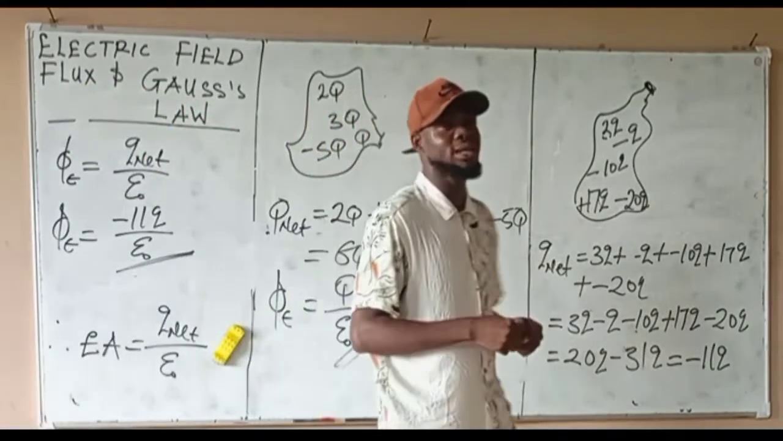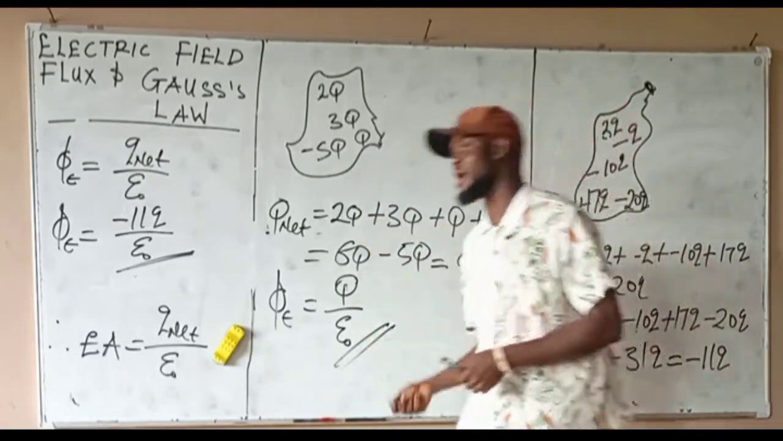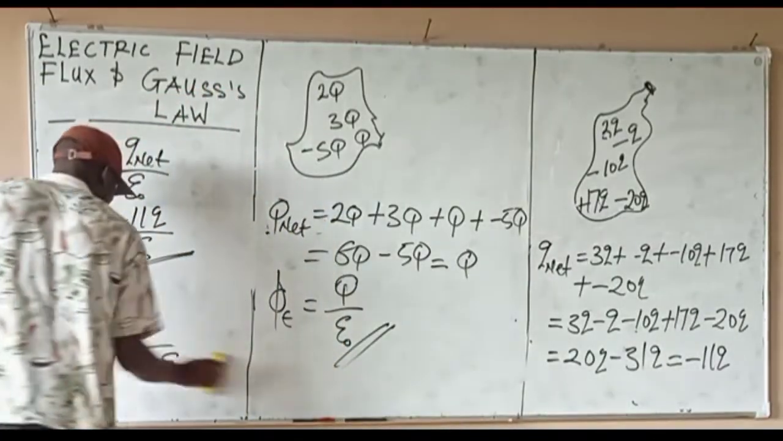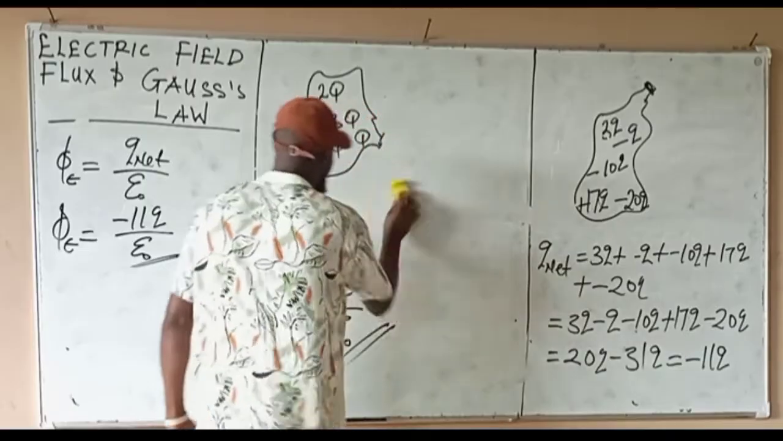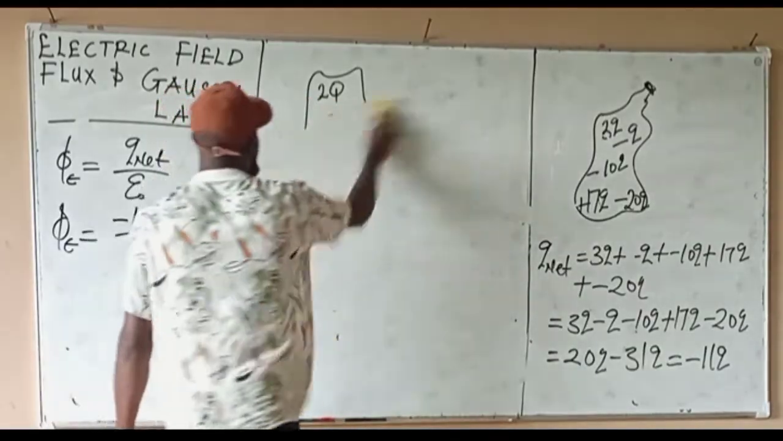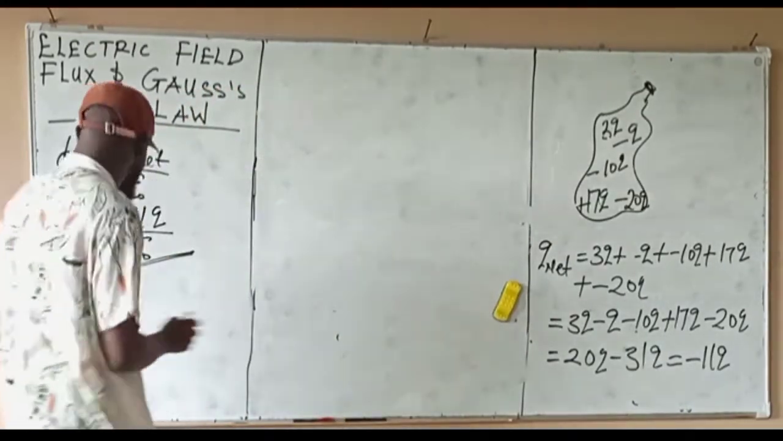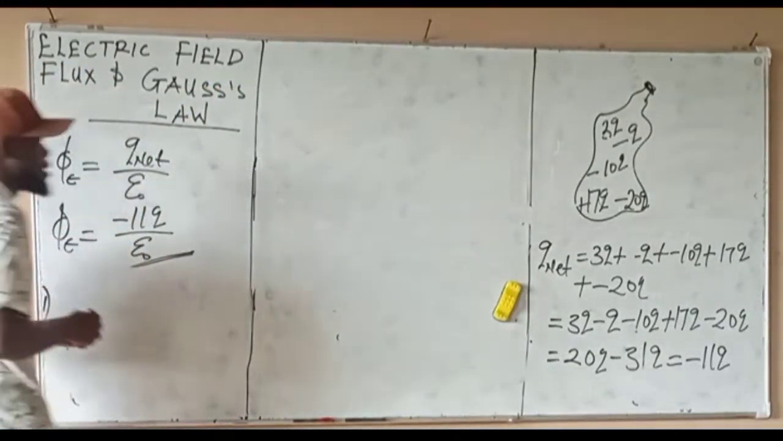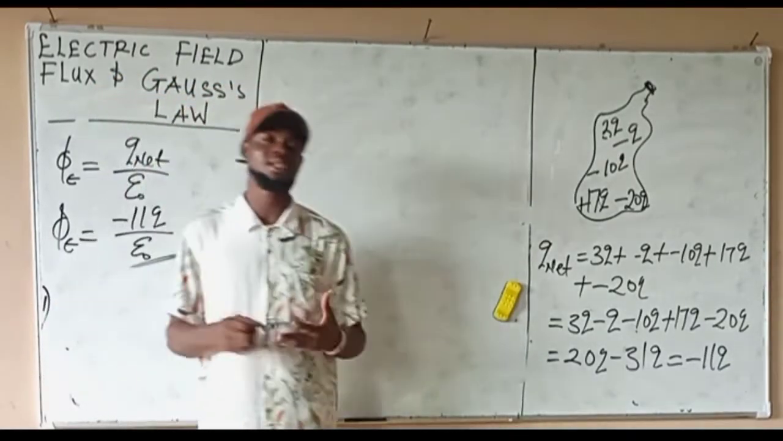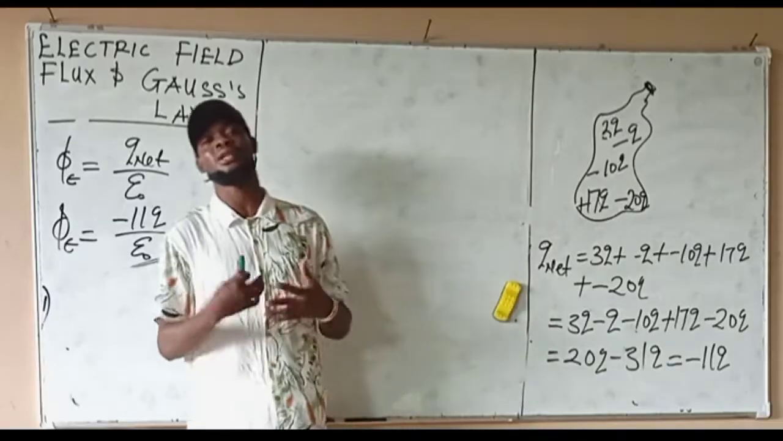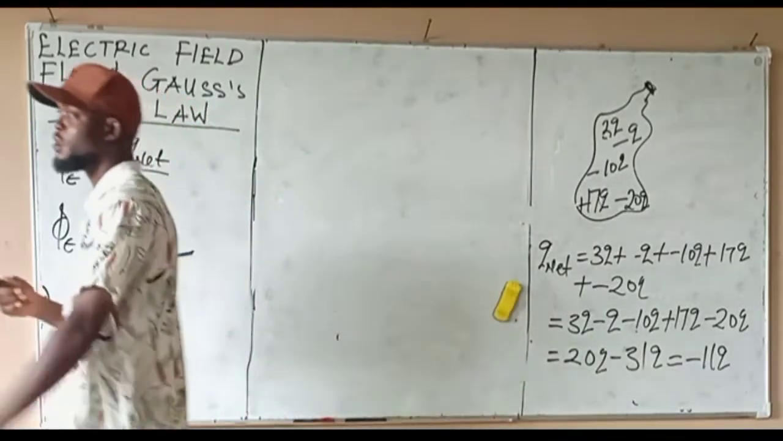Now, we also have the applications of Gauss's law. How is it applied, or where do we apply it? The following are the applications of Gauss's law. Number 1, to calculate the electric field due to a charged wire. If you have a wire that is charged, how do you calculate the electric field due to that wire? Gauss's law will help you to do that.